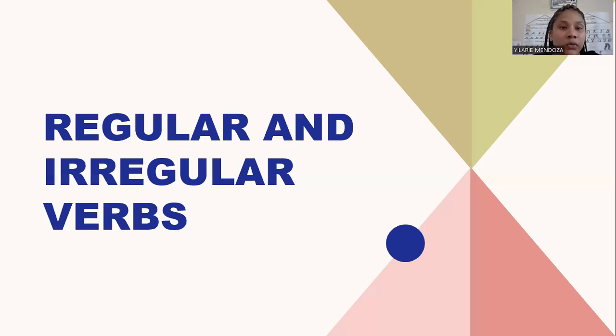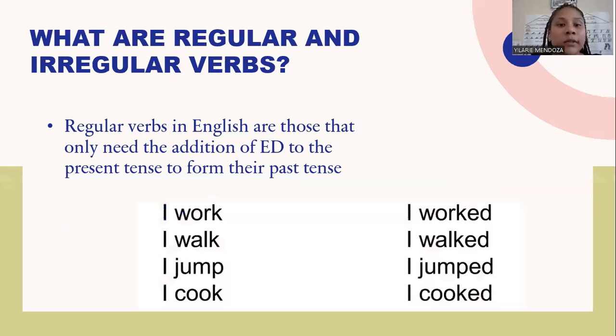In module number 3 is regular and irregular verbs. The regular verbs in English are those that only need the addition of -ed to the present tense to form their past tense. Example, I work, I worked. I walk, I walked. I jumped, I cooked.